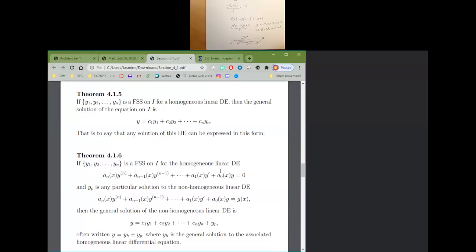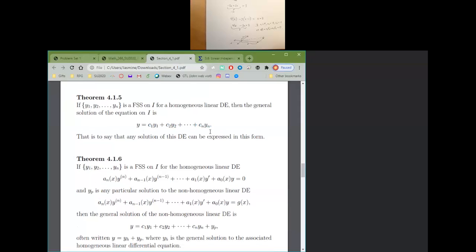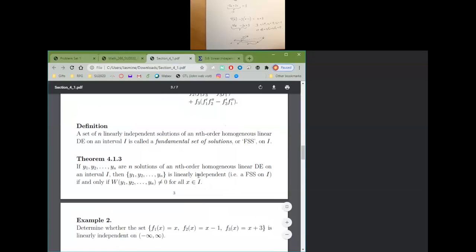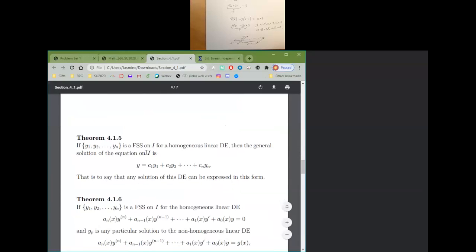Okay, if this is a fundamental set of solutions on some interval I for a homogeneous differential equation, then the general solution of that homogeneous linear differential equation on I can be written as a linear combination of those solutions. So this is the super important, valuable part of this idea of fundamental solutions, right? And using the Wronskian to double check that they're independent and things like that, right? This fundamental set of solutions gives us a general solution.